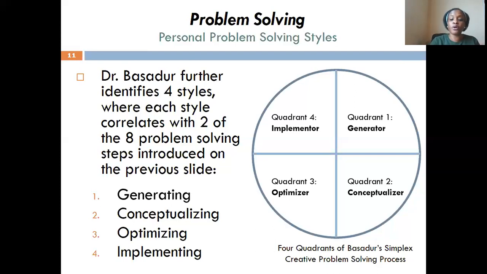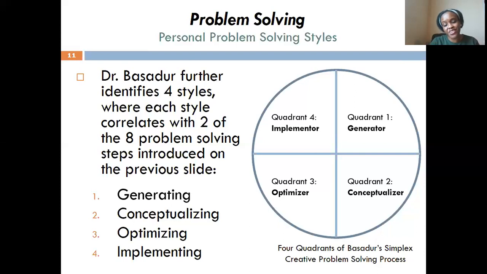Then from the optimizer, we move on to the implementer. The implementer just wants to get it done. The implementer would then take the designs and instructions from the optimizer and implement, get all the instructions on design to code or to produce the CAD drawings for the product that the team is trying to create. So these are the different types of problem-solving styles.